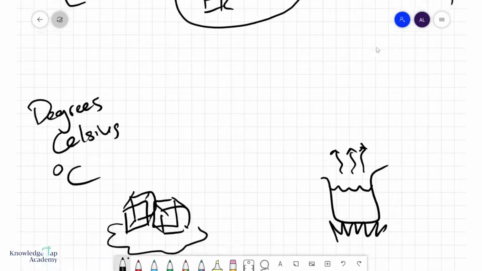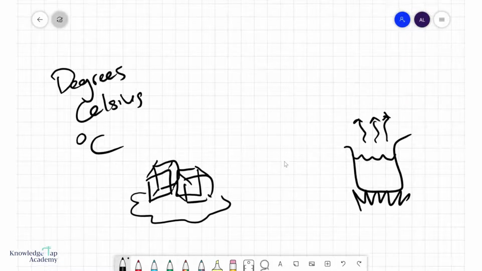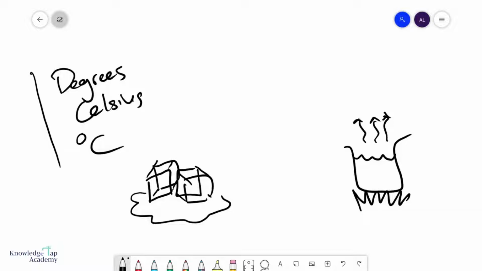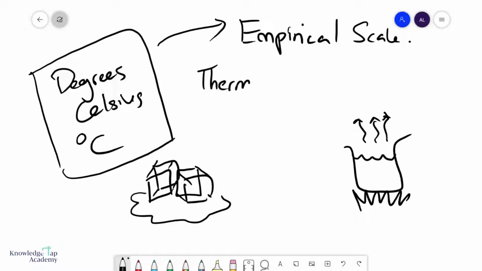And one of the most basic things that we need to understand in temperature are temperature scales. One of the most common temperature scales is the degree Celsius scale. We use this every day, and scientifically, we call this an empirical scale. So remember that an empirical scale is basically one that is based on some thermometric property. So I'm just going to write these keywords down. And a thermometric property of a substance is a property that varies with temperature.